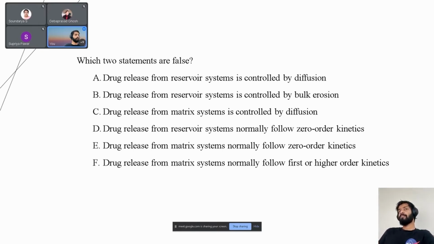Option D and E. So you're saying drug release from reservoir systems is not controlled by bulk erosion, and drug release from matrix systems does not normally follow zero order kinetics. Is that it?